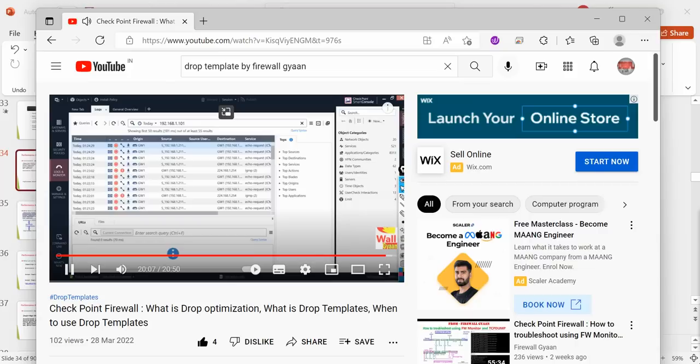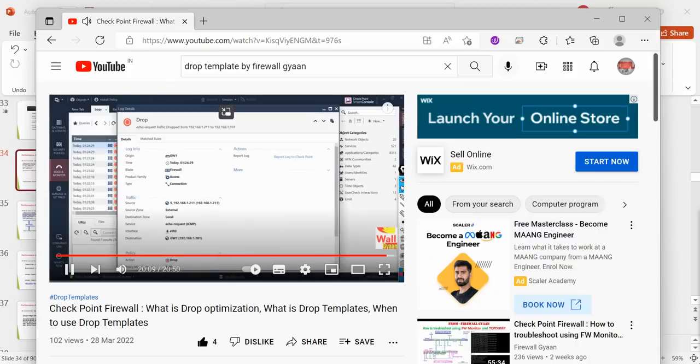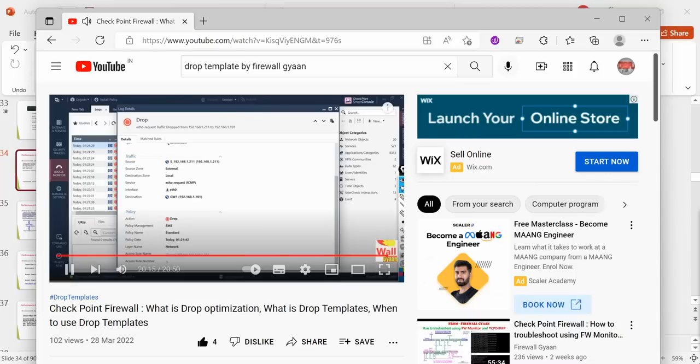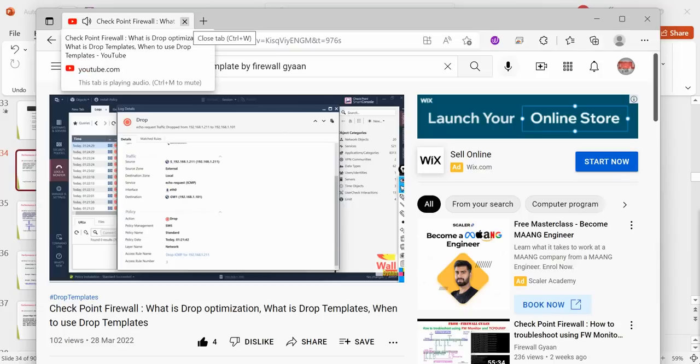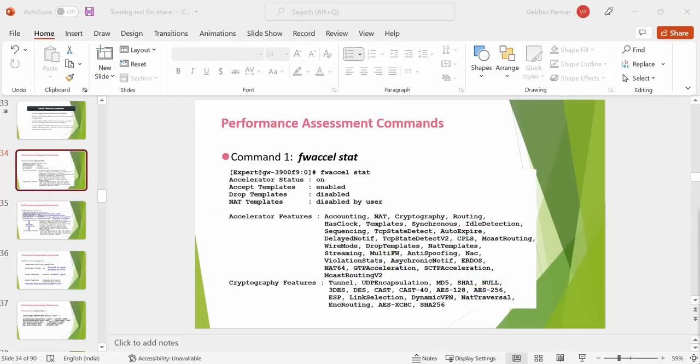As I can see here, the drop template is processing that thing. Okay, I will check that video, and if I need to see anything, then I will ask you. Anyhow, the purpose was to show you how to implement this. Just look into that. You will get more understanding on the drop template part.